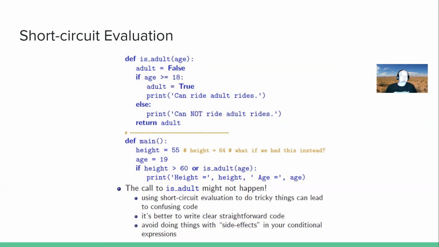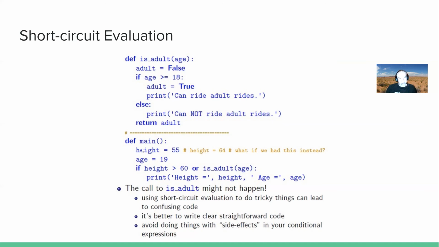So when we call the function, it'll assign the value of false to adult, test whether age is greater than or equal to 18. If yes, it'll assign true to adult, then print "can ride adult rides", and otherwise "cannot ride adult rides", and then return adult, which, if the condition was false, won't be assigned true, and it will be initially set as false, and so we'll return false, right?